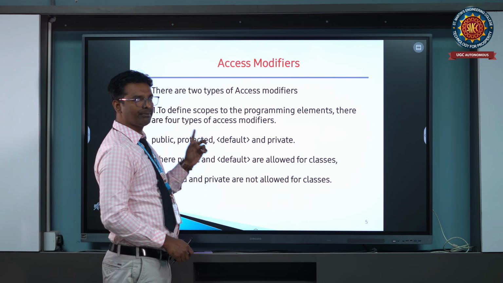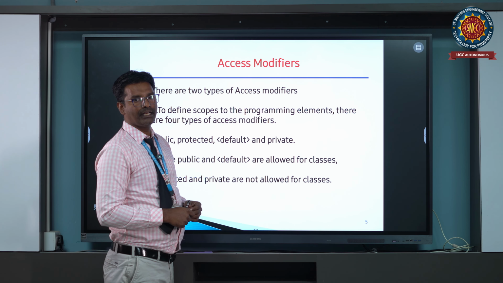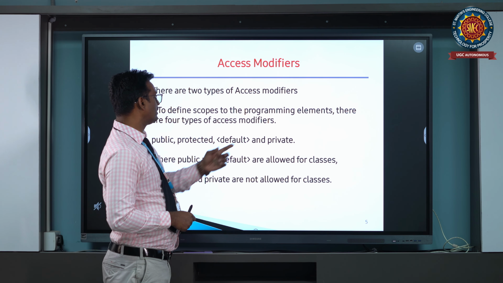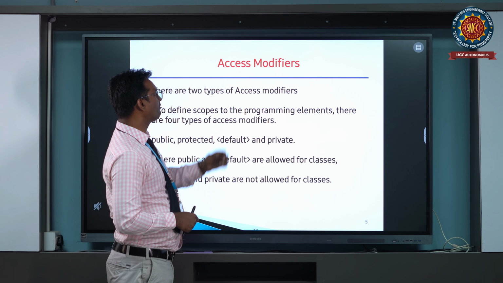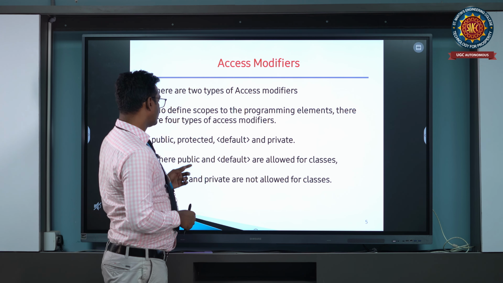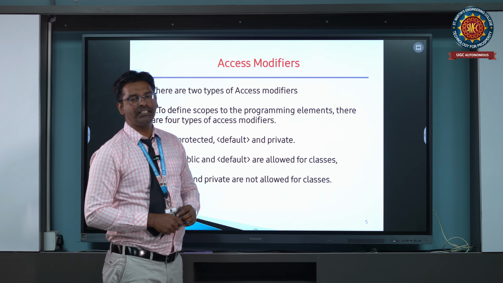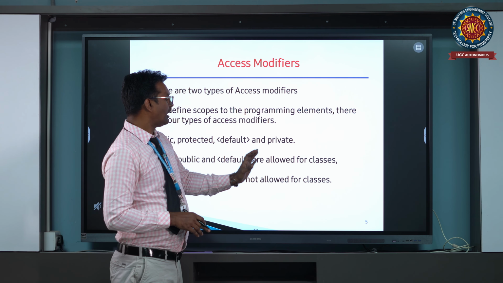There are four types of access modifiers: private, public, protected and default. These are the first type of access specifiers, with respect to the scope of the programming elements. The second type: with the classes, default and public, these two access specifiers are allowed.